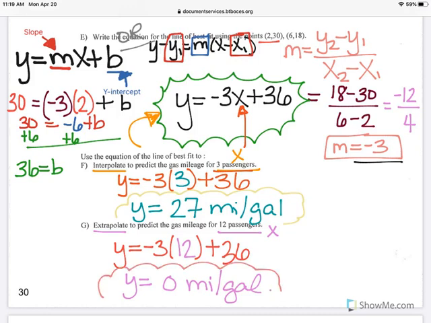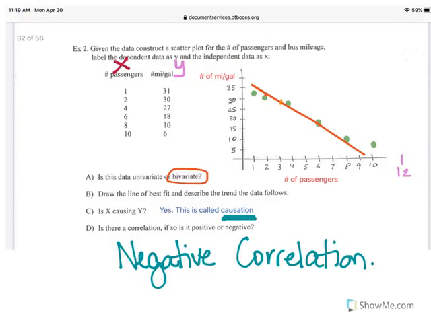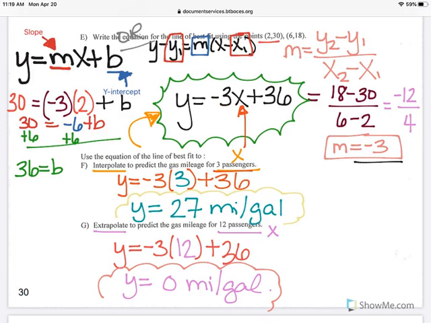And if we look at our graph to see if this makes somewhat sense, I guess I could see it. I don't know. My graph is kind of off, but it's not totally ludicrous to think that by plugging 12 into this formula, we get 0 miles per gallon. And that's going to conclude our notes today on scatter plots.